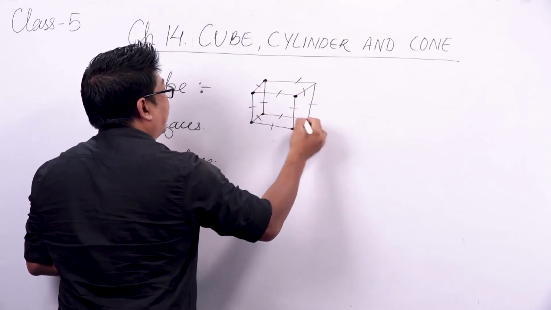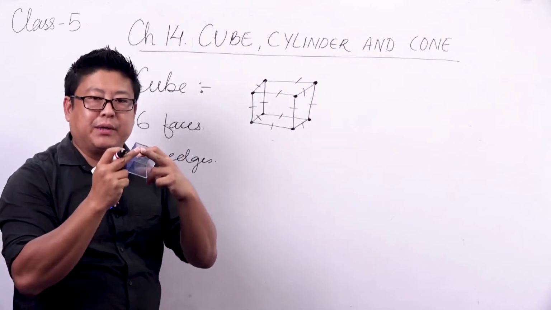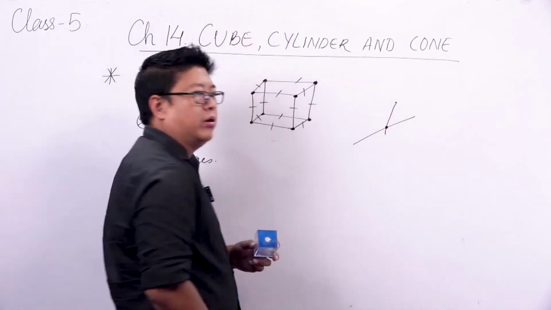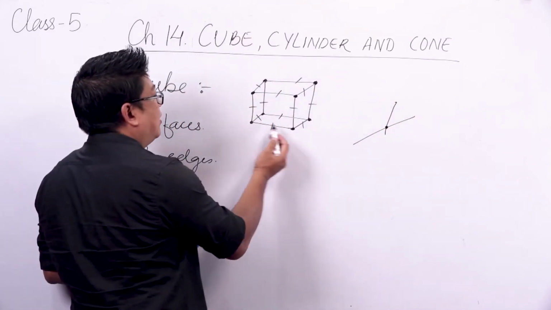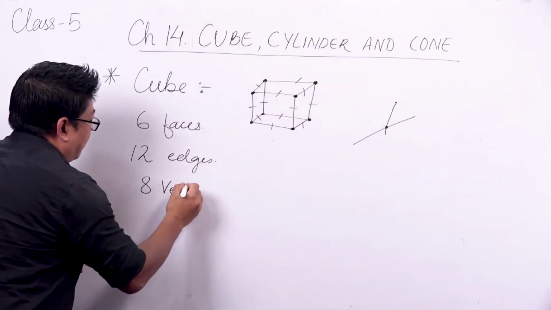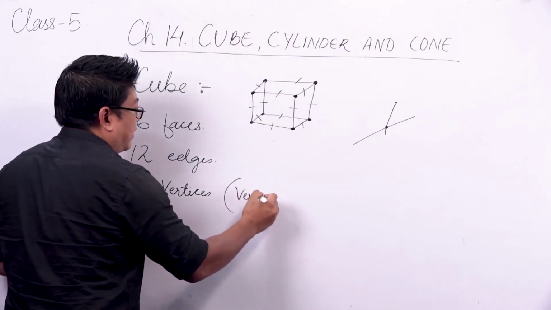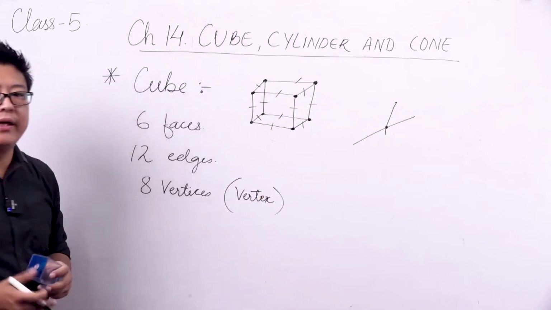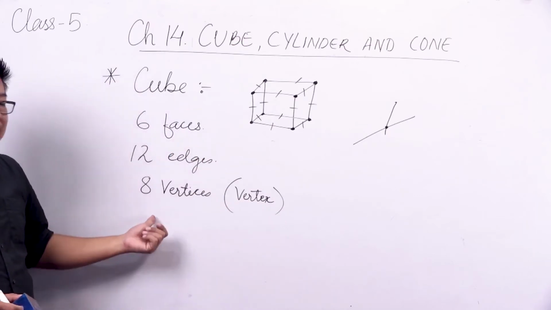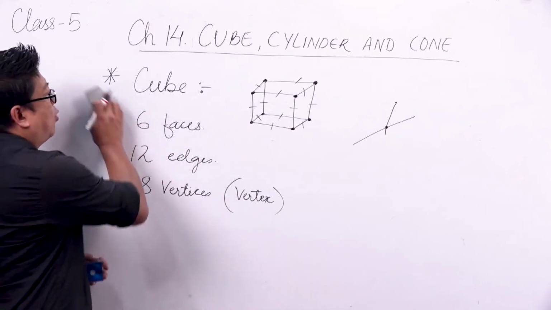So if we count all these vertices, a vertex is the point where two lines meet, okay? A line is coming from here, a line is coming from here. This is called your vertex, okay? So let's count them. 1, 2, 3, 4, 5, 6, 7, 8. So it has 8 vertices. Vertices is plural, vertex is singular, okay? For one point, we'll call it a vertex. For these 8 vertex points, we'll call them vertices, okay? So, cuboid and cube are almost the same.